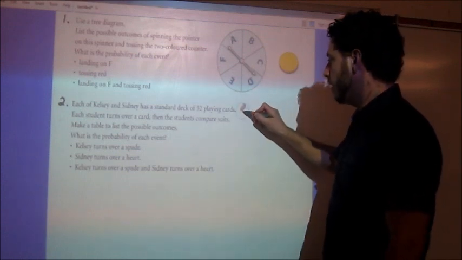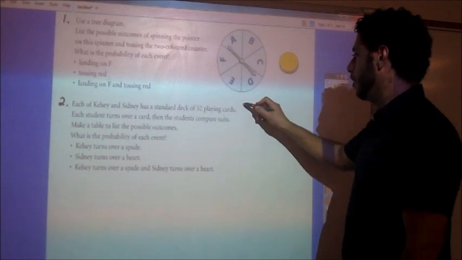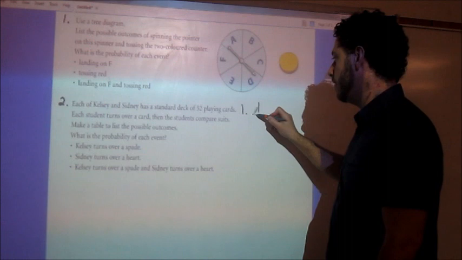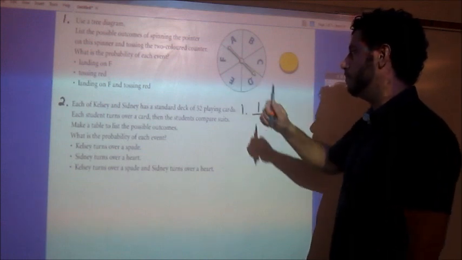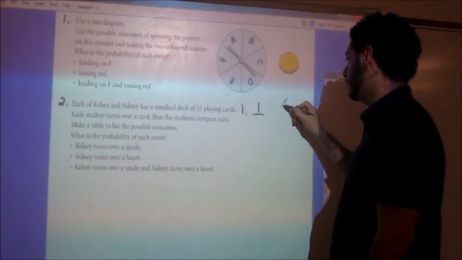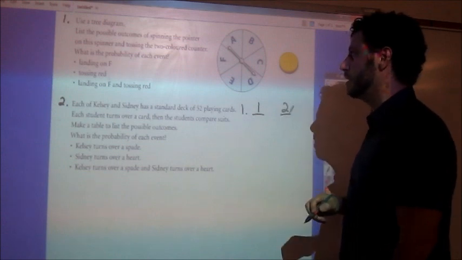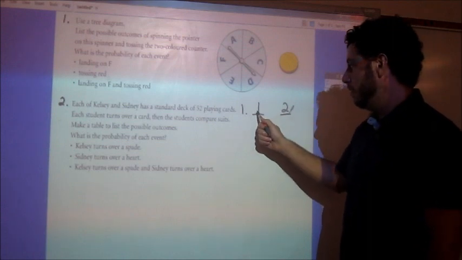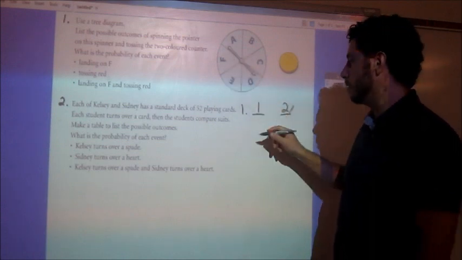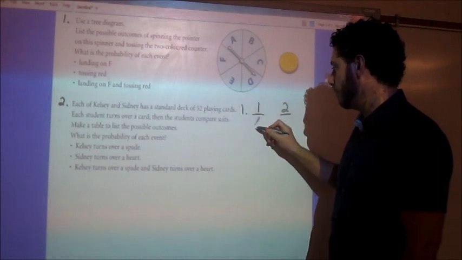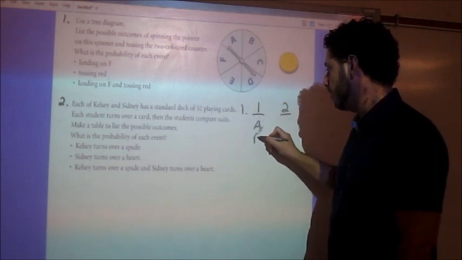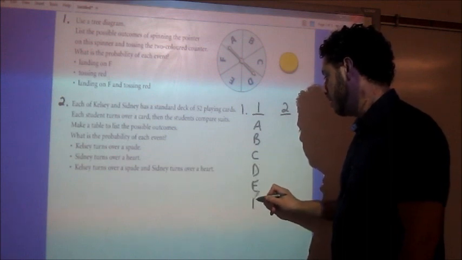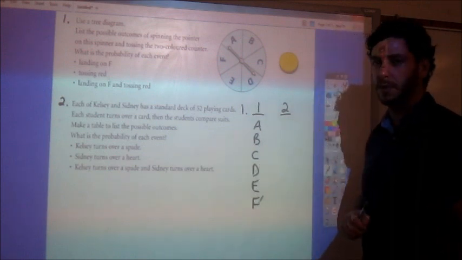Well, when making a tree diagram, what you want to do is list the events that are happening. So event number 1 will be spinning the spinner, and event number 2 will be tossing this counter. So in event number 1, there are 6 possible outcomes. The spinner is either going to land on A, B, C, D, E, or F. Those are the 6 possible outcomes.